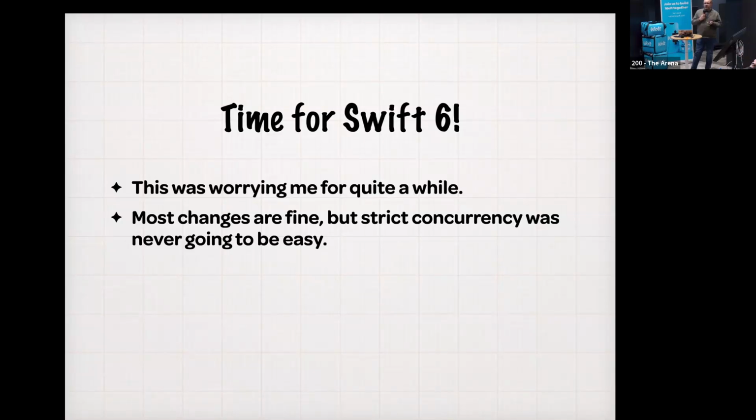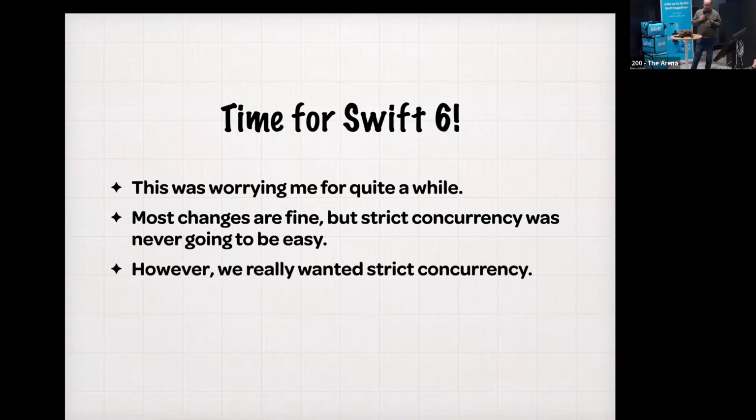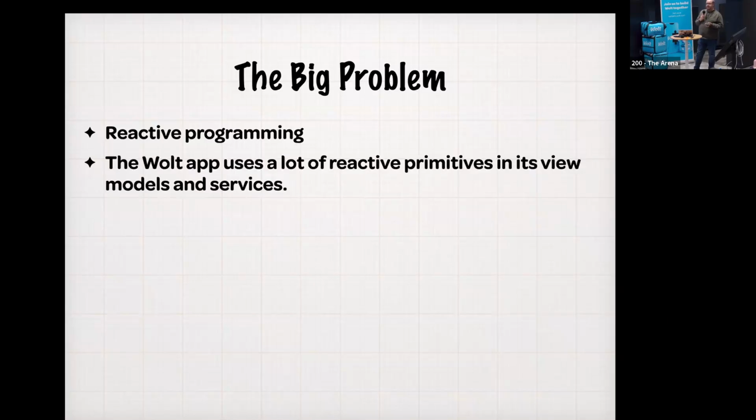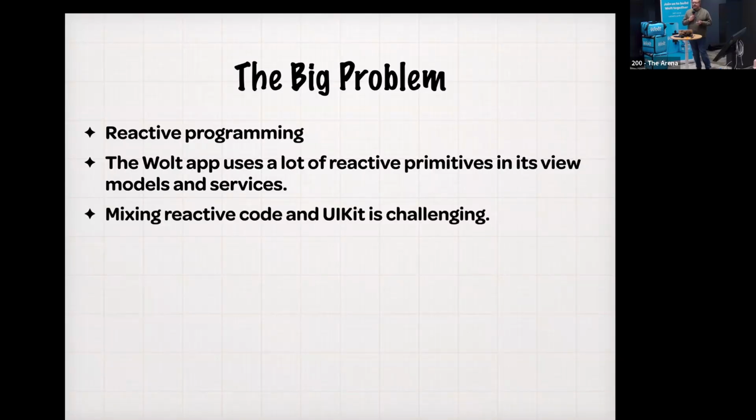And it's not going to be easy for many reasons, but we really want it because we have a big problem generally, which is reactive programming. We obviously use a lot of reactive stuff in the app, in view models, in services. It's an MVVM app, so this is quite normal. It is very reactive. And the thing is that mixing this reactive code and UIKit can be a challenge in the best of cases.